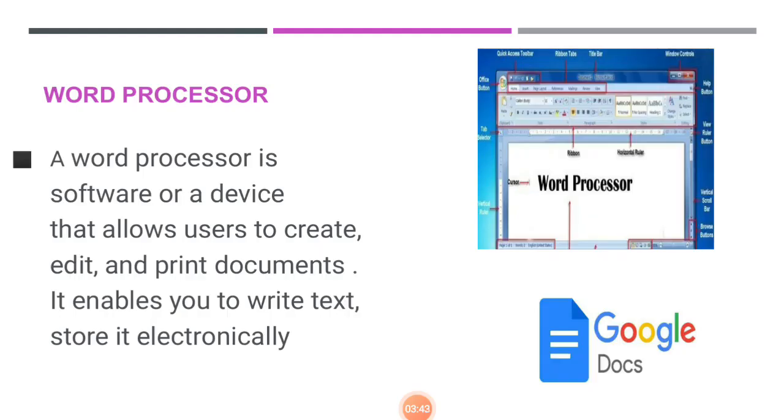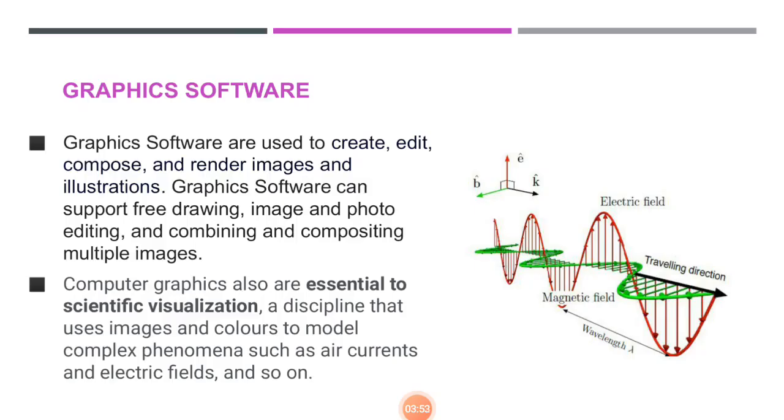And word processor. A word processor is a software device used to create, print, edit and write text, and we can store it electronically. Then graphic software, one more useful tool for physical science through ICT. We can create rendered images and illustrations through this graphic software.